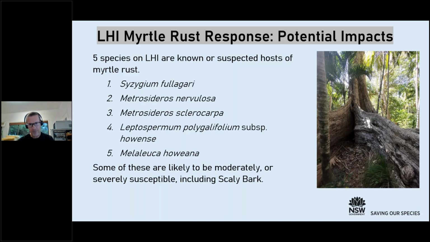From what we know, the first 3 are likely to be moderately or potentially severely susceptible, and that's based on the fact that they're the only ones that have actually picked up Myrtle Rust infections in the wild. The others are, well, Melaleuca howeana is known from susceptibility trials only. So we're quite concerned about the potential impact on those, and they're really quite common in the southern mountains areas and are also a major part of some of the critically endangered ecological communities on the island, including the gnarled mossy cloud forest.